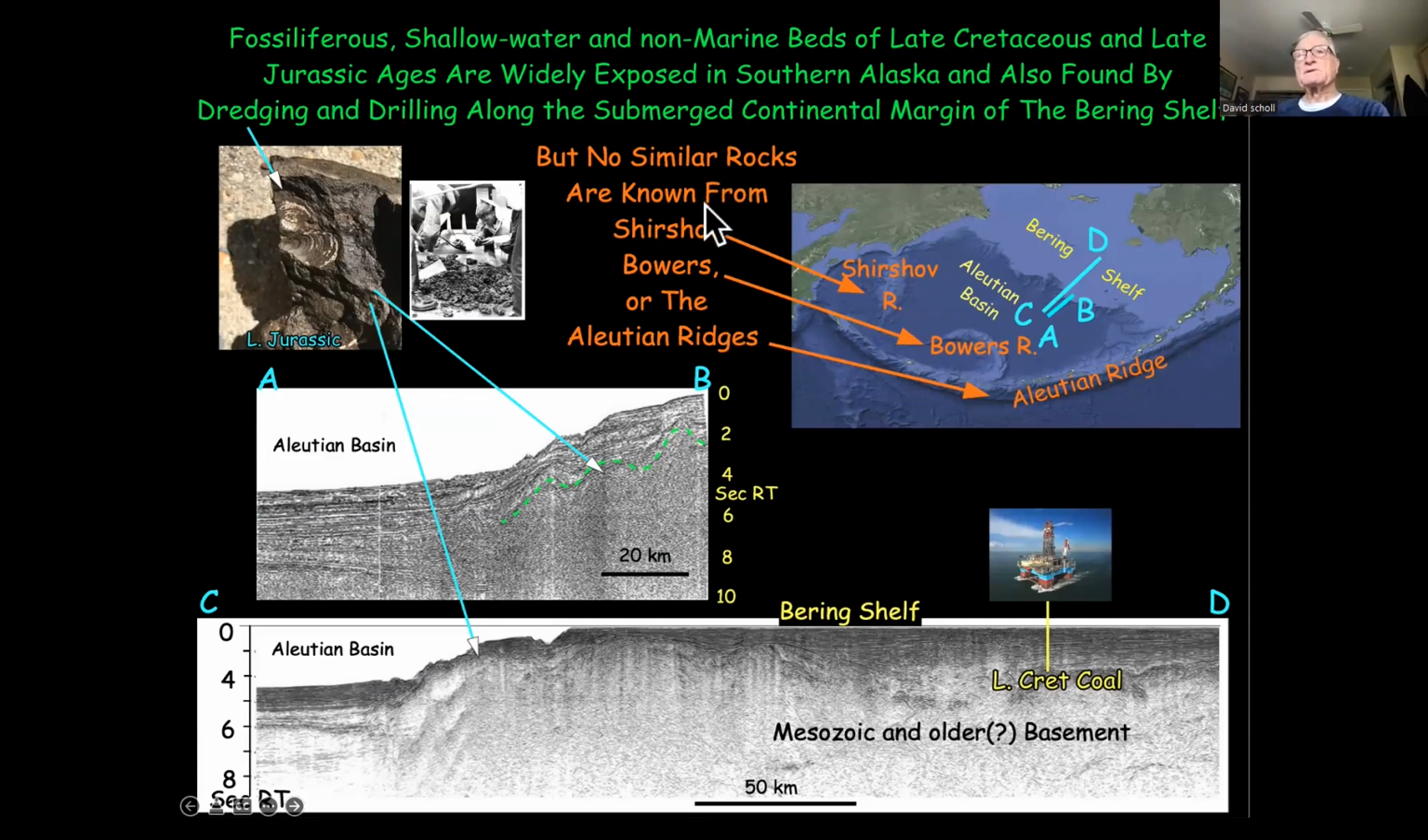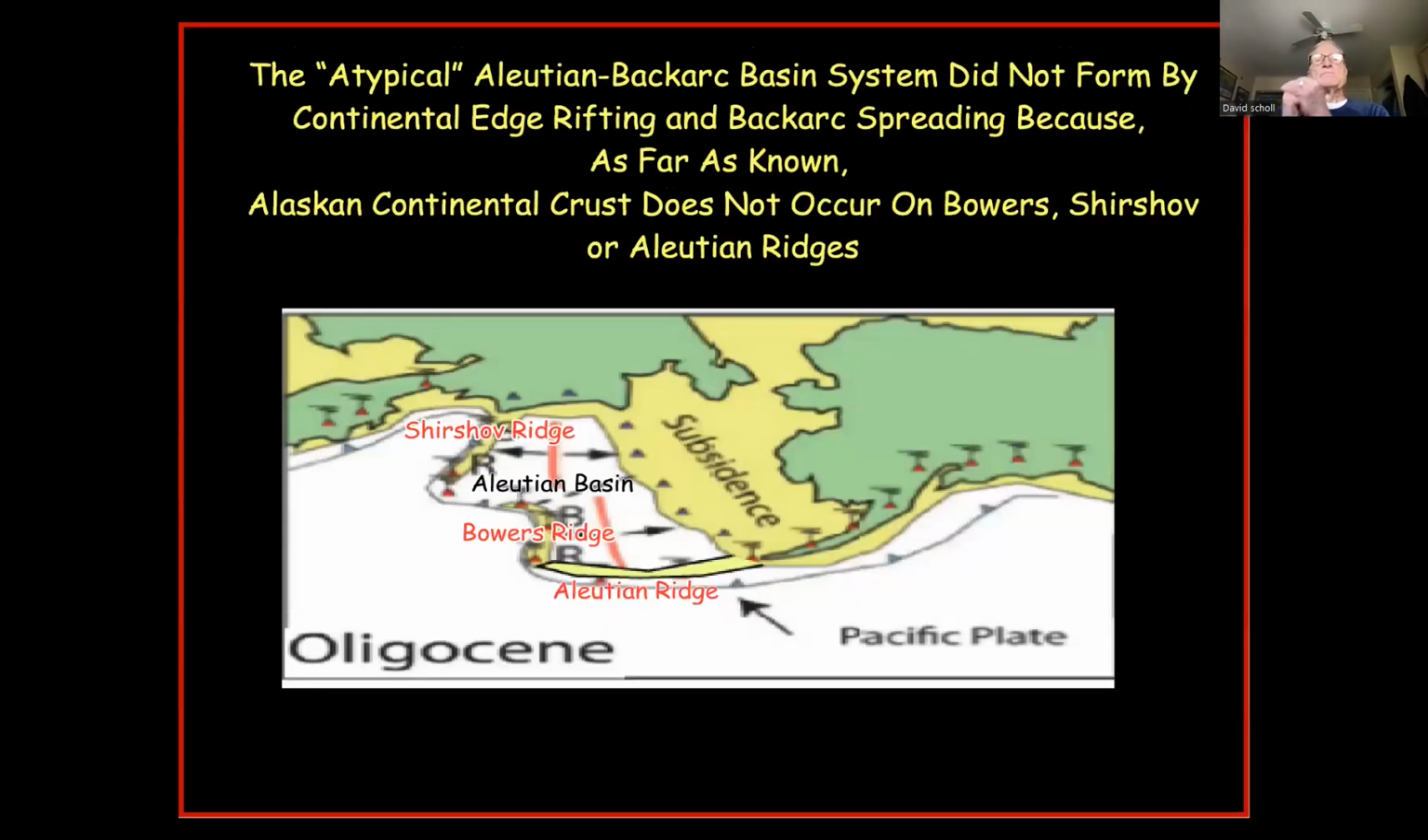But none of this material occurs on Shirshov or on Bowers Ridge. So there isn't any real physical evidence that Bowers or Shirshov or the Aleutian Ridge is really rifted continental margin. So the atypical Aleutian back arc basin system did not form by continental edge rifting and back arc spreading, because as far as known, Alaska continental crust does not occur on Bowers, Shirshov, or the Aleutian Ridge. In other words, they're different material entirely, nothing that comes from Alaska.